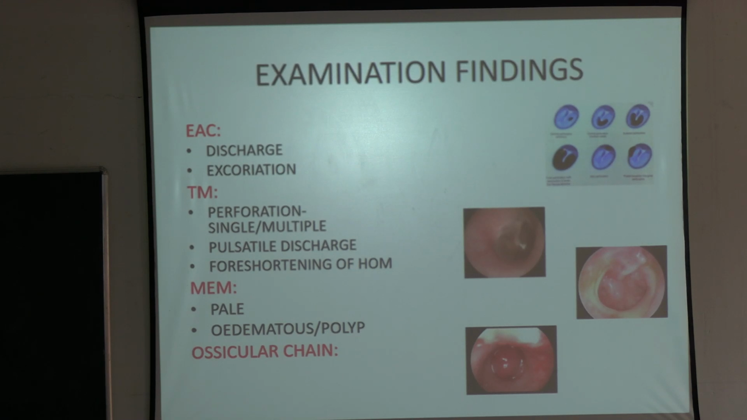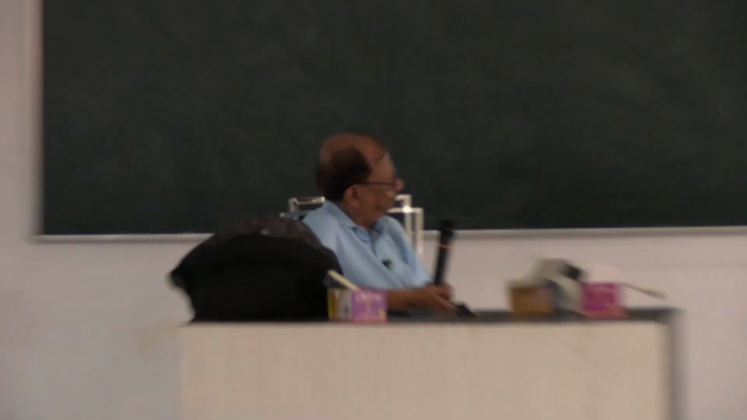Now clinical examination. External auditory canal. How to examine the canal? You lift the pinna upwards, backwards and laterally and examine the canal. And you look for discharge and excoriation of the skin. As it is a chronic discharge, there is chance of chronic eczematous condition of the external auditory canal. So, you examine first the external auditory canal. Then, tympanic membrane by ear speculum. You examine the tympanic membrane with ear speculum or otoscope.